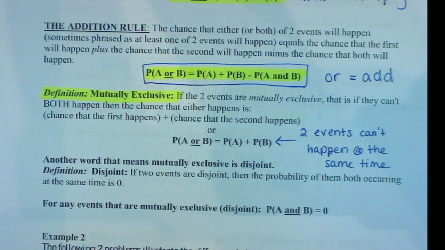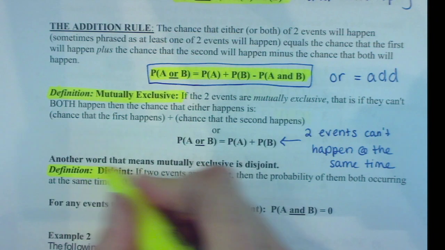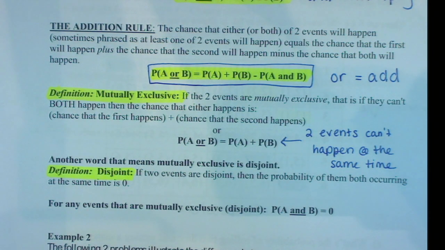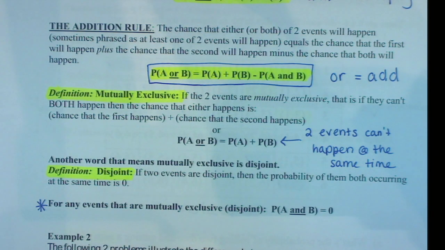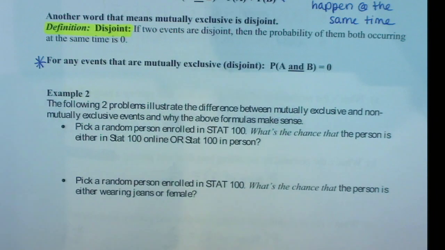Another word that means exactly the same thing is disjoint. So disjoint and mutually exclusive are synonyms. They basically mean that the probability of both is 0. Okay, so we'll do some examples so you can see how to do this. It says the following two situations illustrate the difference between mutually exclusive, two events that cannot happen at the same time, and non-mutually exclusive, two events that can happen at the same time.